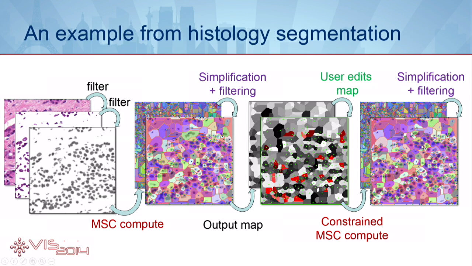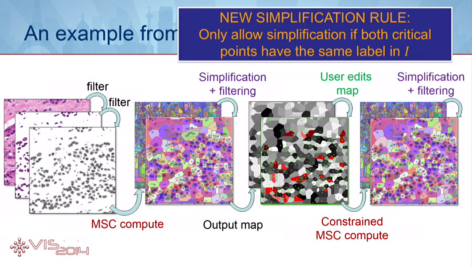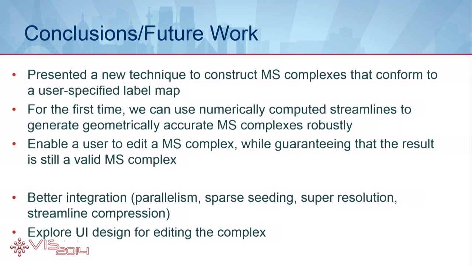Of course, I glossed over a step, which is in my new simplification, I have to add a new rule that only allows simplification if both critical cells have the same label in my map. Otherwise, any new information I would introduce has low persistence and would be immediately removed. Okay, so we can do that as well.